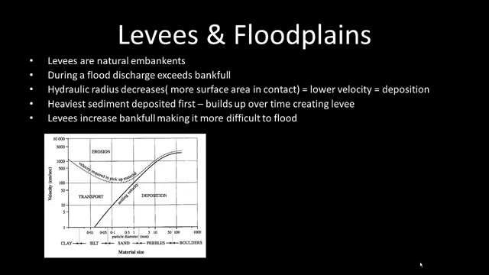Levees and floodplains are the final bit. Now when a flood occurs, it exceeds bankfull, and what this means is the velocity of the river is drastically reduced because there's a much larger wetted perimeter. As said here, the hydraulic radius decreases. Again, I'll cover this in another video, but it's basically a measure of the efficiency based on frictional contact. So there's more surface area in contact, so that lowers the velocity, leading to deposition.